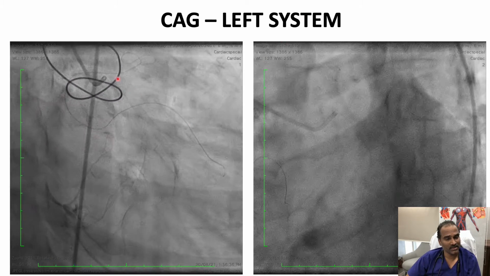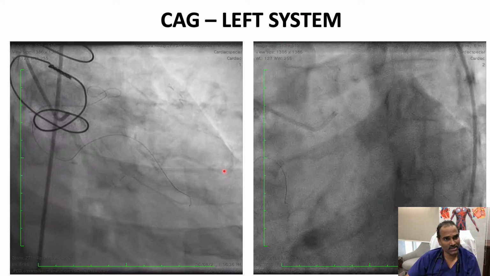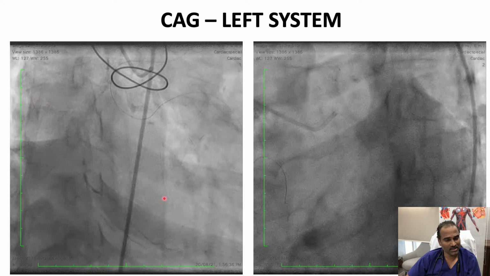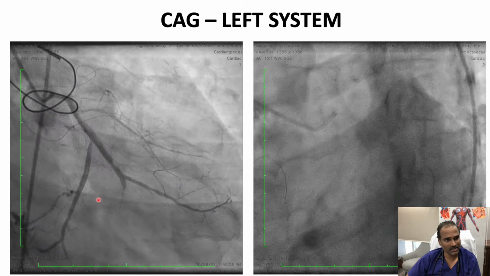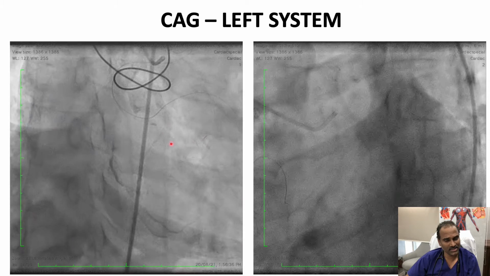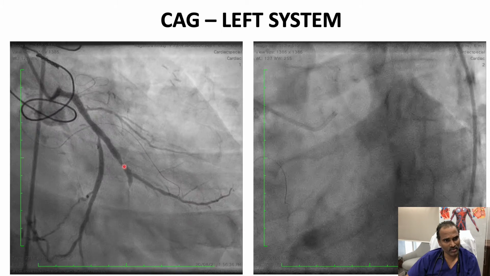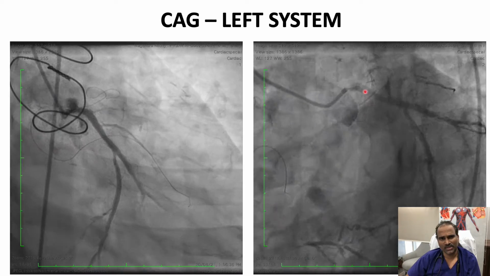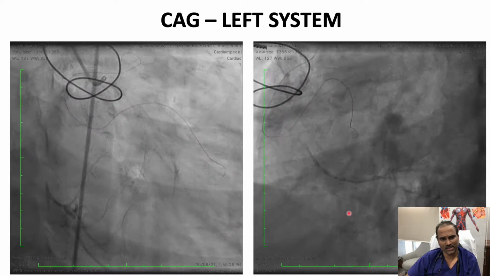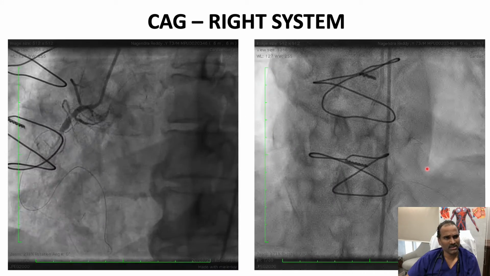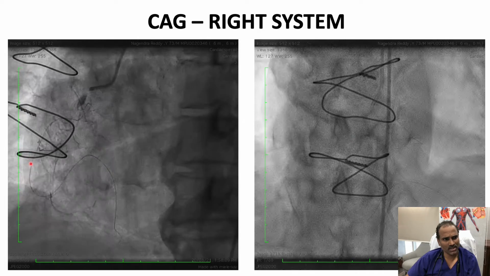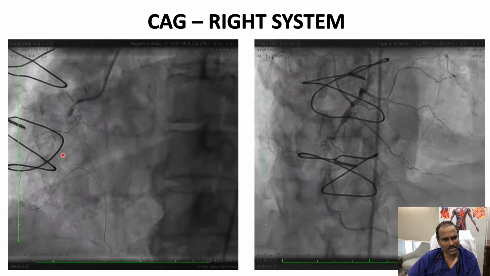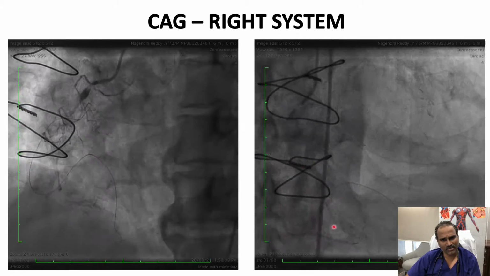So you can see LAD is totally occluded from the ostium with no entry point, and LCX is filling RCA retrogradely with epicardial collaterals, but there is a tight lesion in the distal LCX after OM. So this is the LAD occlusion and RCA filling from epicardial collateral. And this is the right system showing total occlusion in the mid RCA, and the proximal RCA is also diseased. And there is a big RV branch which is coming out of the mid RCA.